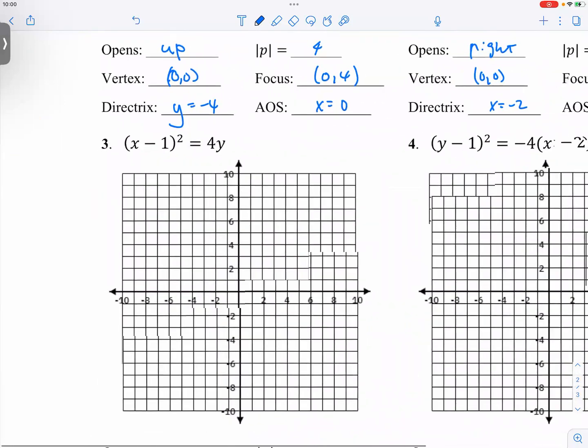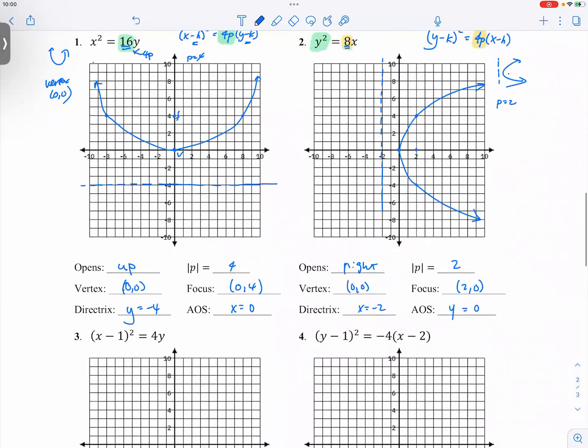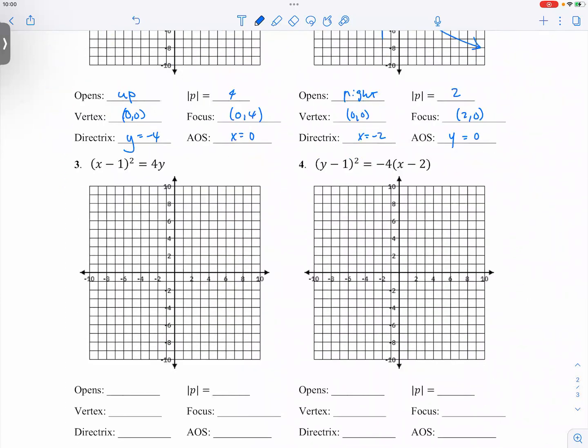So let's go ahead and take a look at number 3. Number 3 and number 4 are going to have more spice, more flavors in them. So let's take a look at these two.